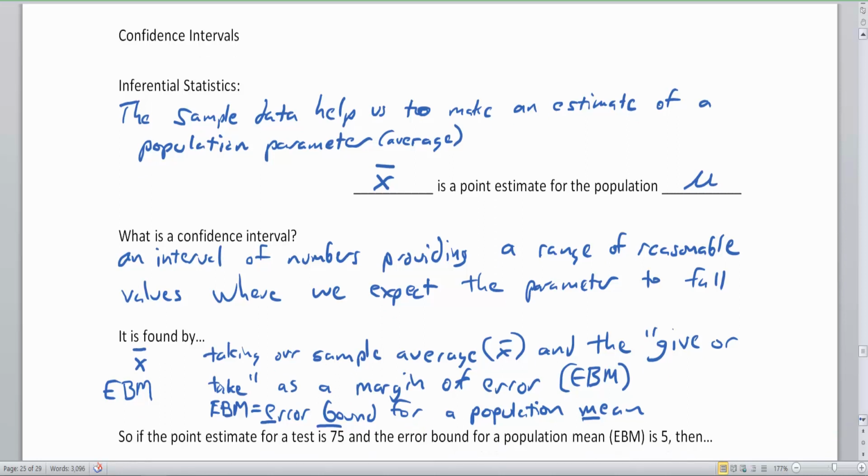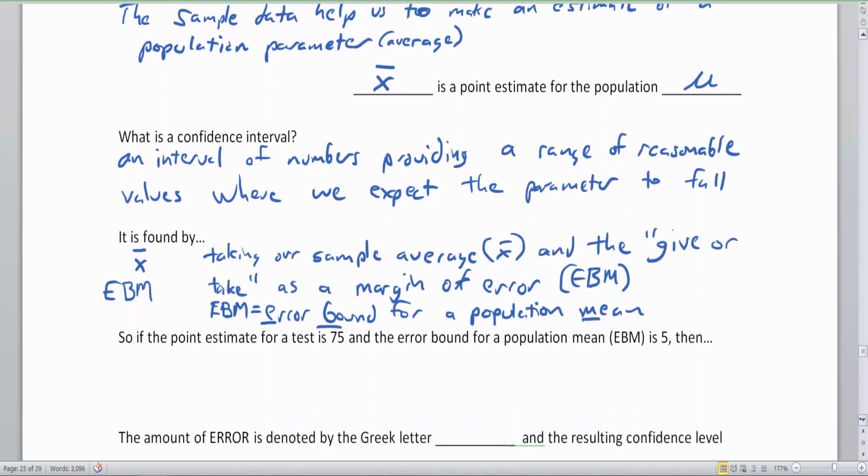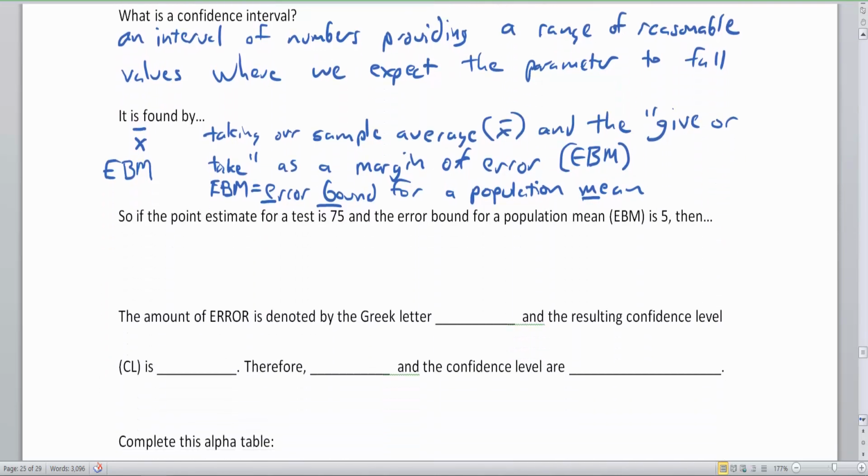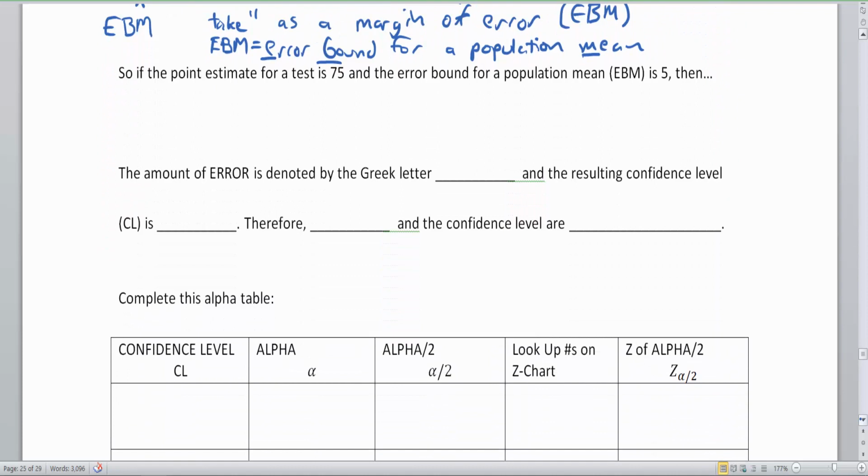Now, we're going to give you a theoretical answer to this problem here. Let's just say that the point estimate for the test is 75 and the error bound for the population mean, EBM, is 5. Then this is what you have. You have your point estimate, which is another way of saying your sample average. And then you have your EBM, which is 5. So that's literally given to you right there in the problem.